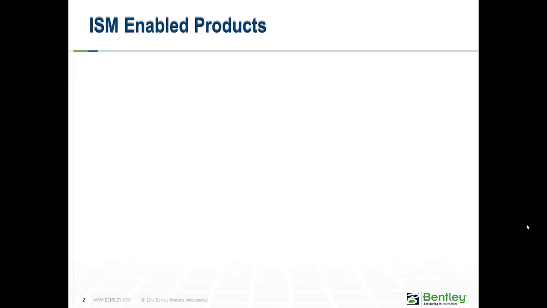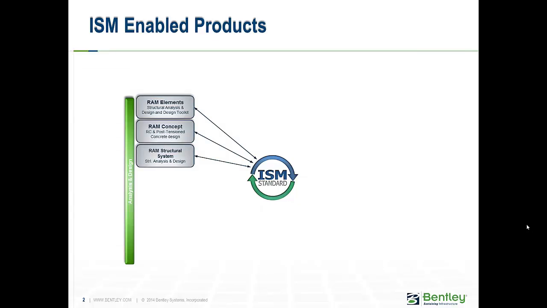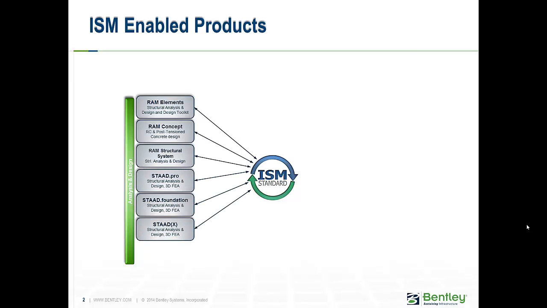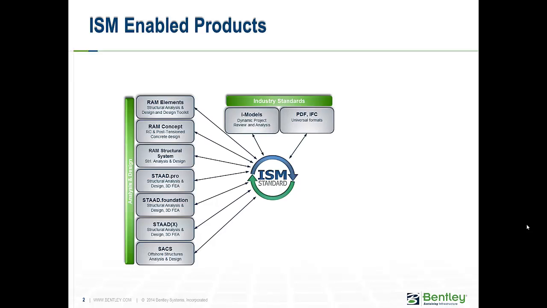ISM stands for Integrated Structural Modeling, and it is a process using an open standard for transferring structural data between different products. Those products are analysis and design products such as RAM family, STAAD family, also SACS. We can also transfer data to industry standards such as iModels and PDF and IFC, and mobile devices, for example iPad and iPhone.